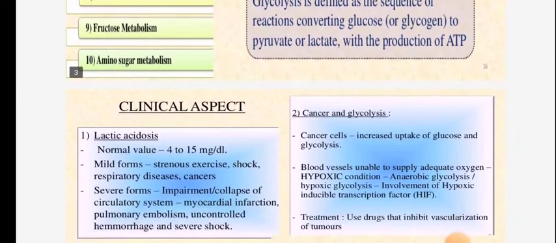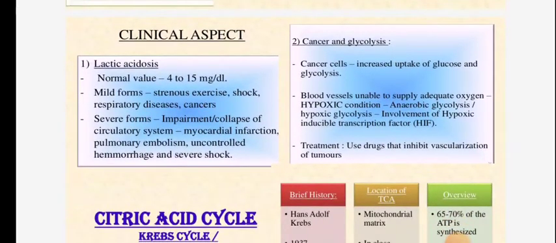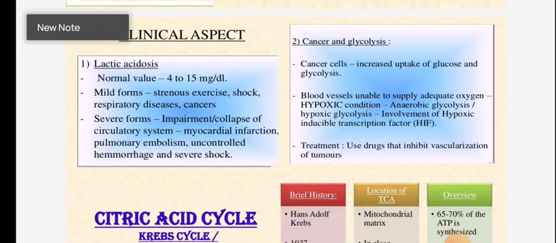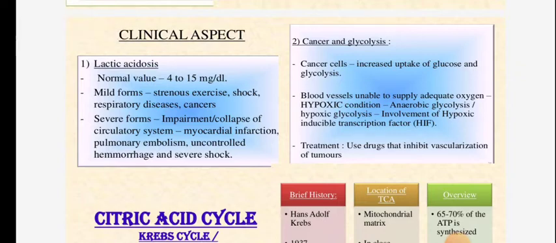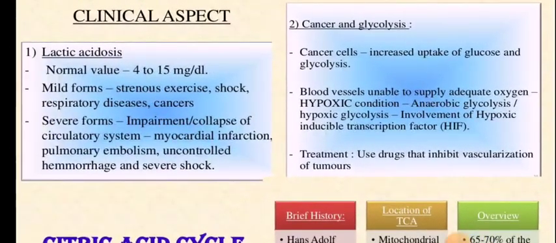Here we are knowing the clinical aspects. Lactic acidosis: the normal value is 4 to 15 milligrams per liter. Mild forms occur in strenuous exercise, shock or respiratory disease, and in cancer. Then it is severe in impairment or collapse of the circulatory system, myocardial infarction, pulmonary embolism, uncontrolled hemorrhage and severe shock. Then cancer glycolysis: the cancer cells increase the uptake of glucose and glycolysis, and the blood vessels are unable to supply adequate oxygen.